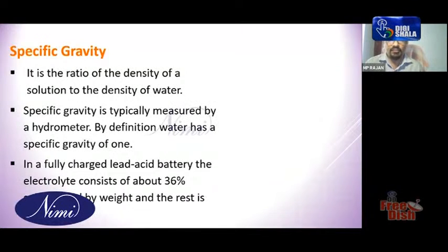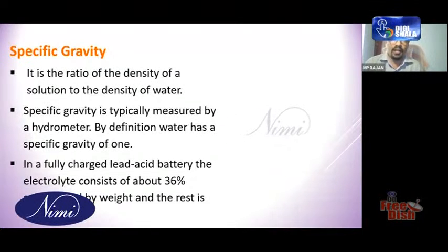Whereas the specific gravity of concentrated sulfuric acid is 1.840. So we dilute it with distilled water, reducing the specific gravity to 1.260, and we use that electrolyte in the battery. So in a battery, electrolyte specific gravity is 1.260. Again, it depends upon the manufacturer.